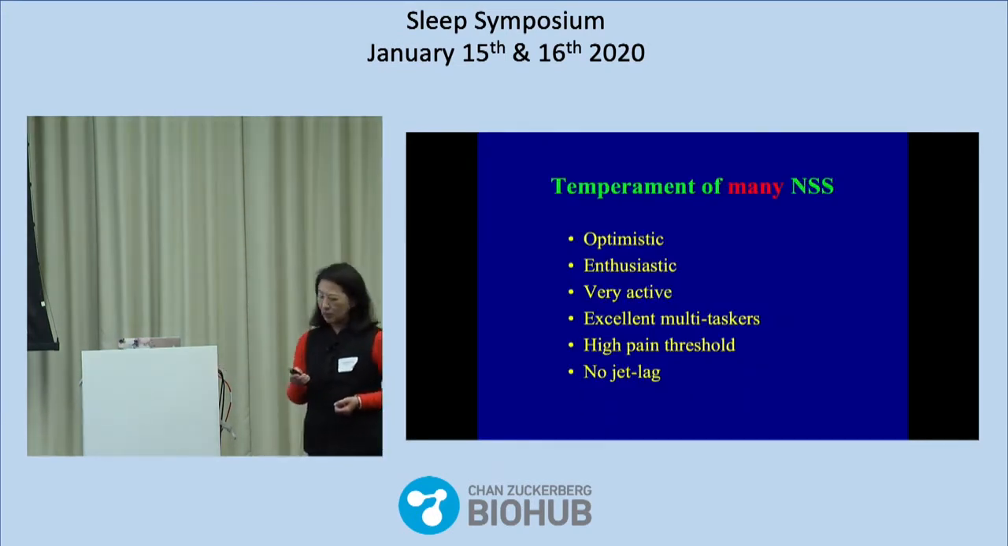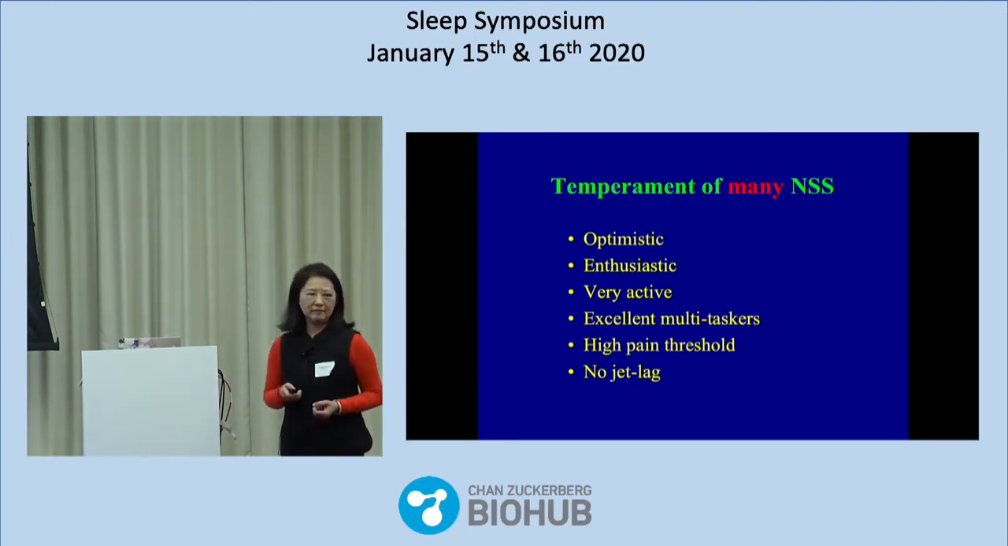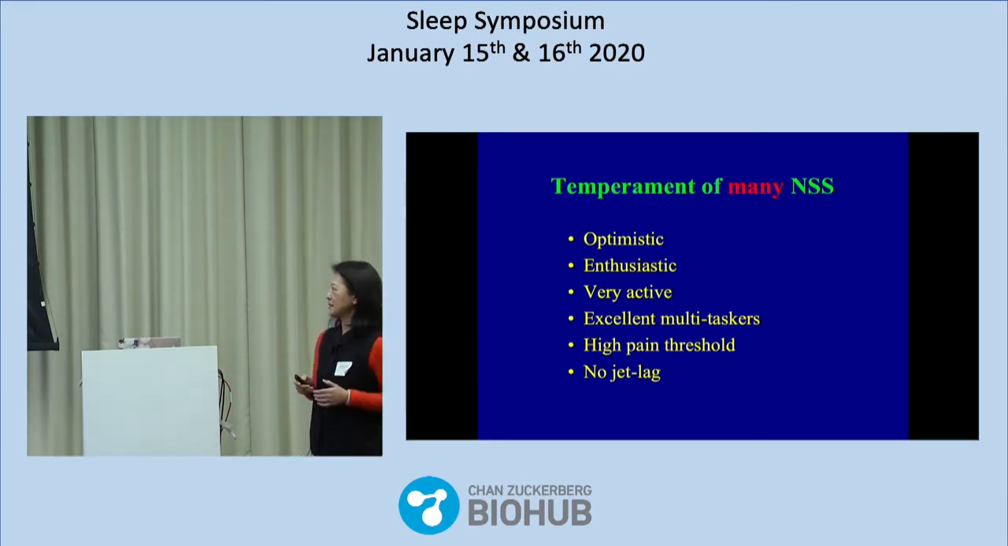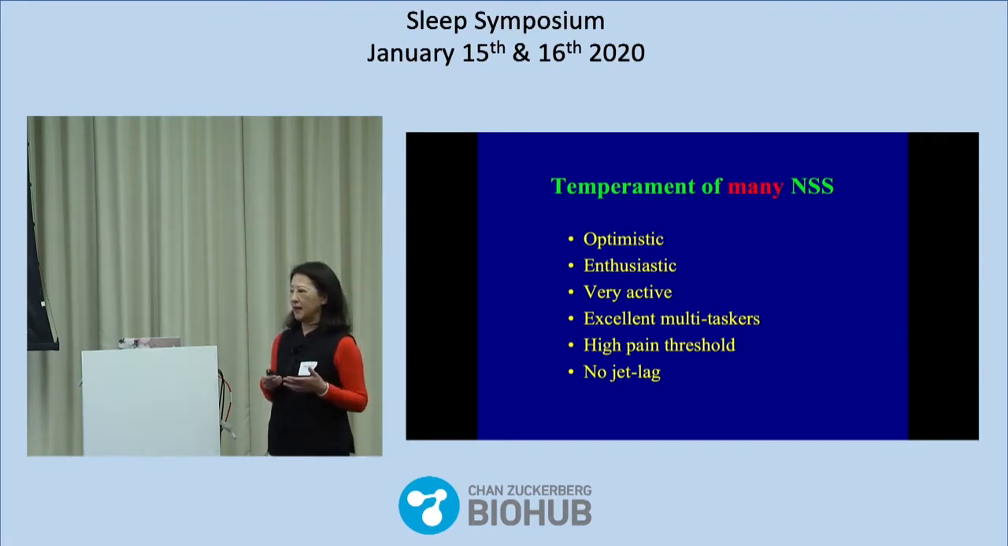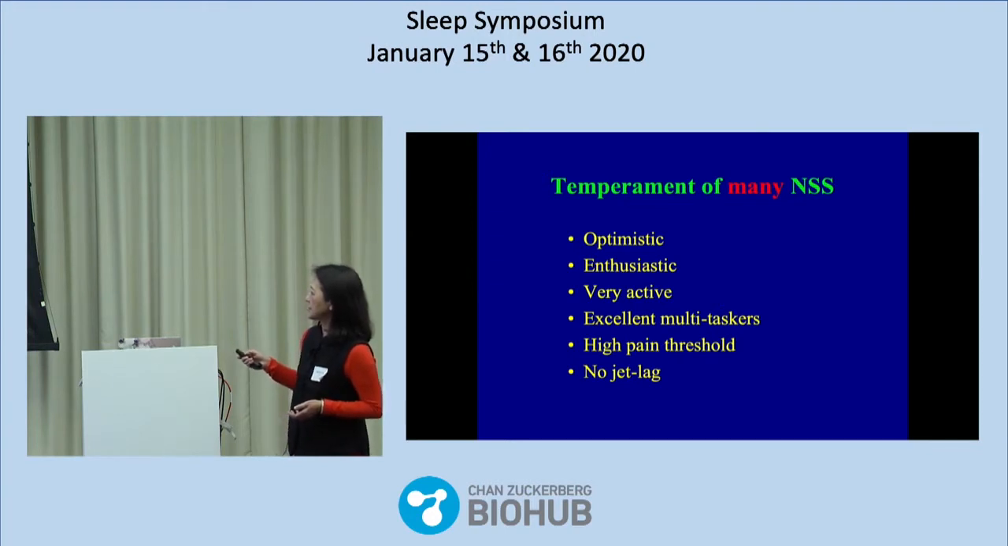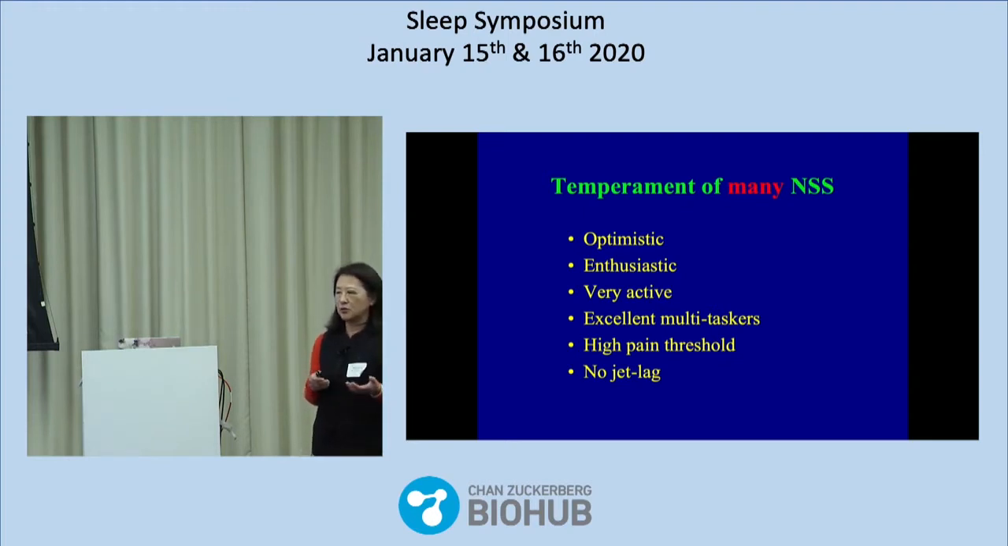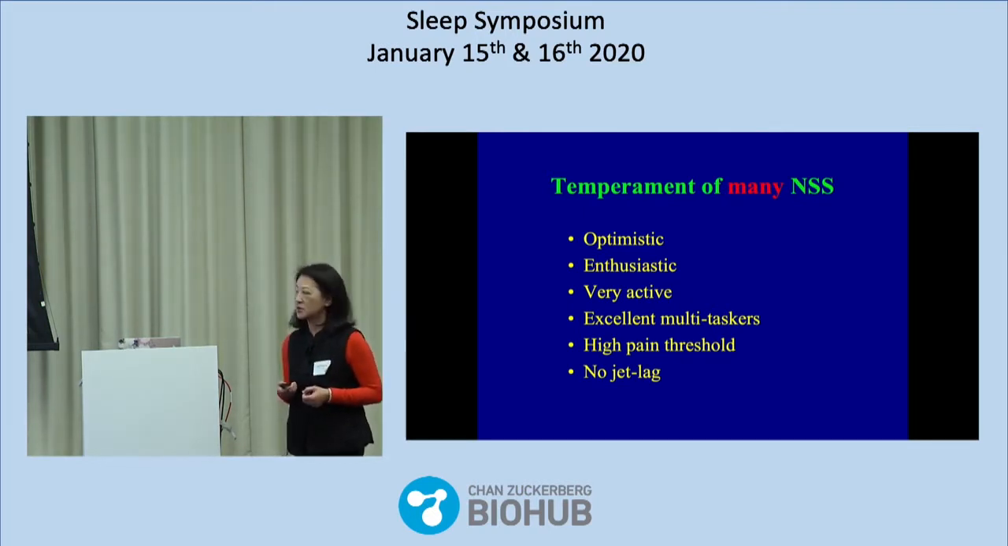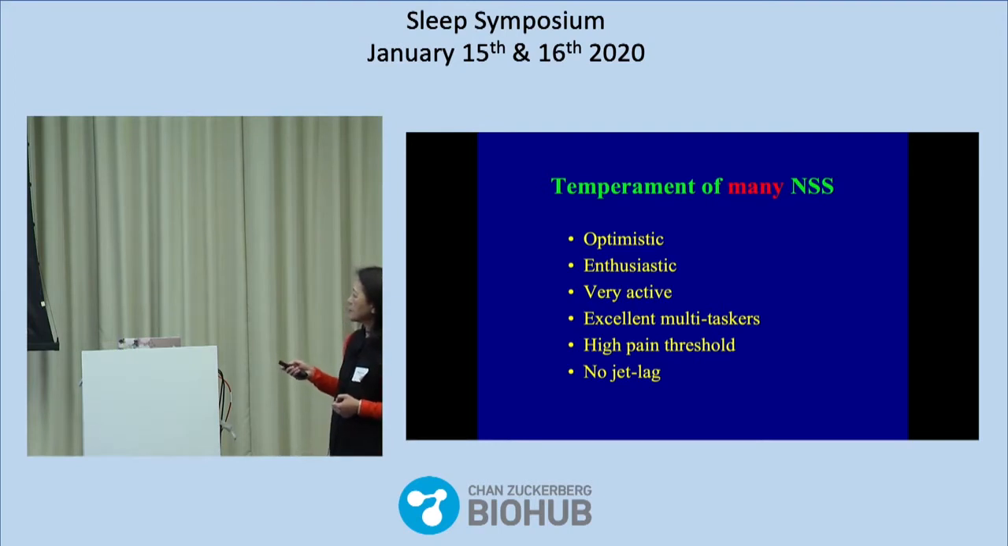We now have quite a large number, but large is all relative, about 100 people among the natural short sleepers, and we have studied many of them. We call them natural short sleepers to distinguish them from the other type, which we call habitual short sleepers. Habitual short sleepers are people who train themselves to be short sleepers. They are probably not genetically wired to be short sleepers.